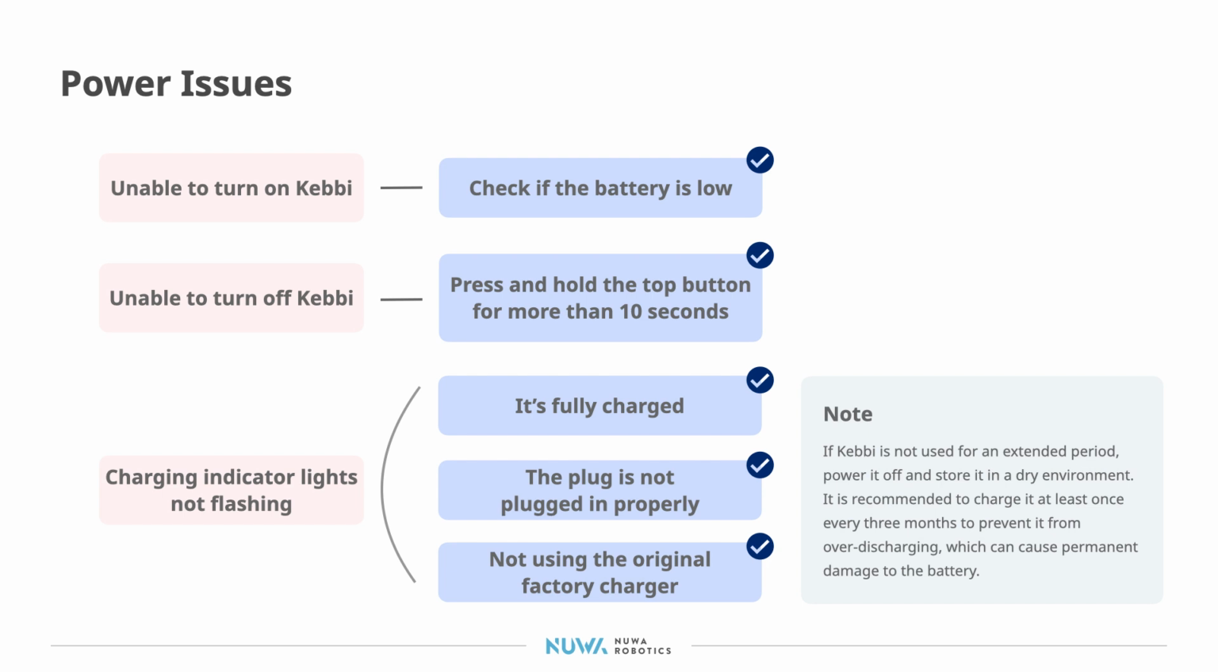Please note that if the battery is too low, the charging indicator light will only appear once the battery has reached a certain level. If Kebbi's power options don't respond due to a system malfunction, try holding the power button on its head for more than 10 seconds to force a shutdown. If the charging indicator isn't flashing, it could be because the battery is fully charged, the plug isn't fully connected, or a non-Nuiwa charger is being used.